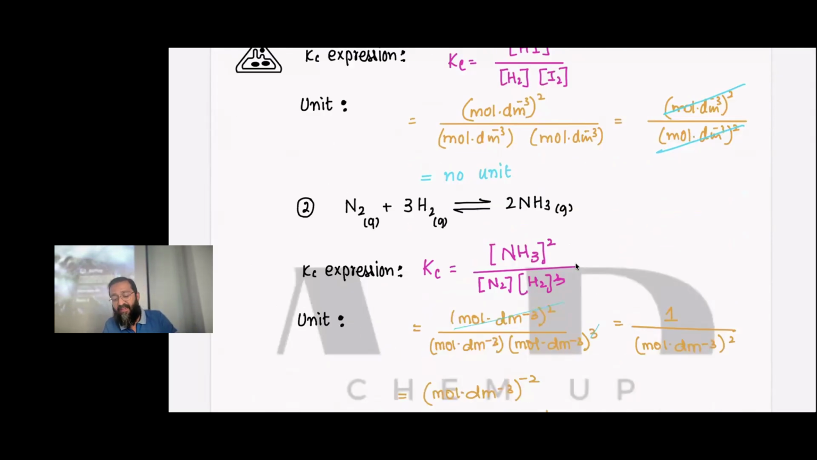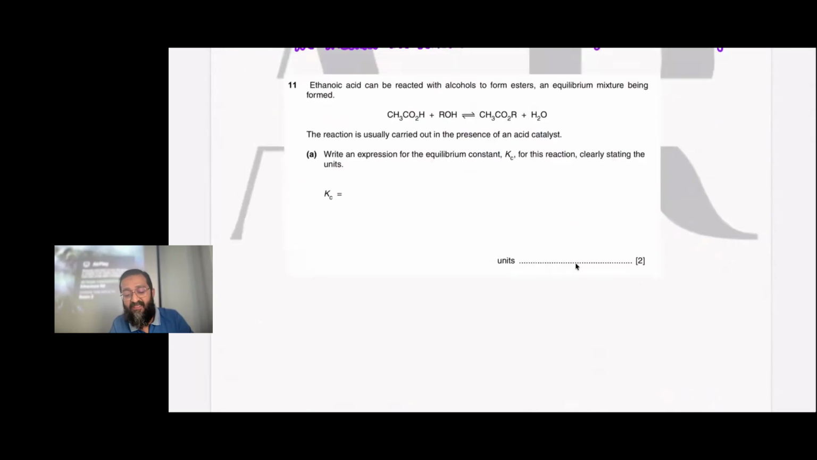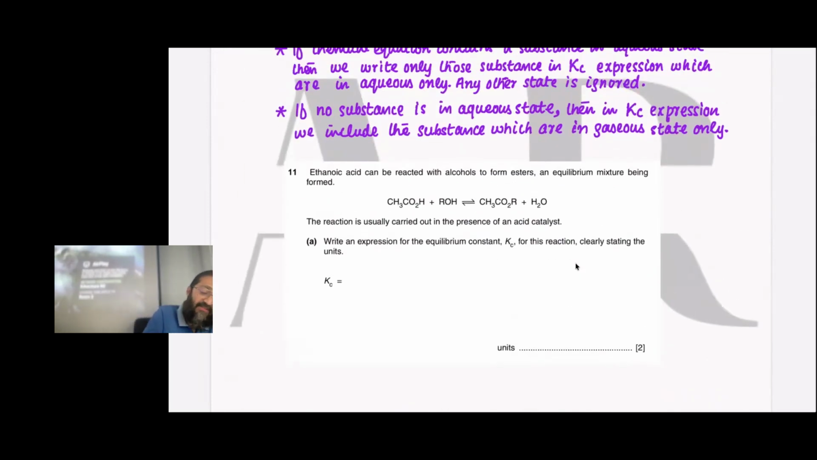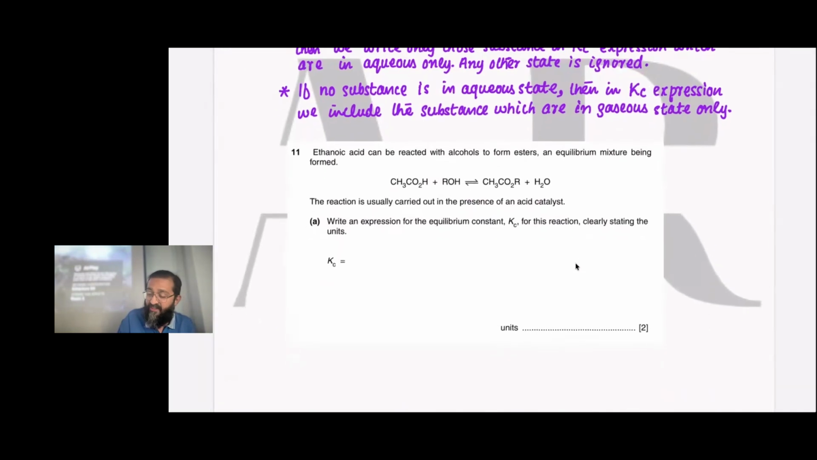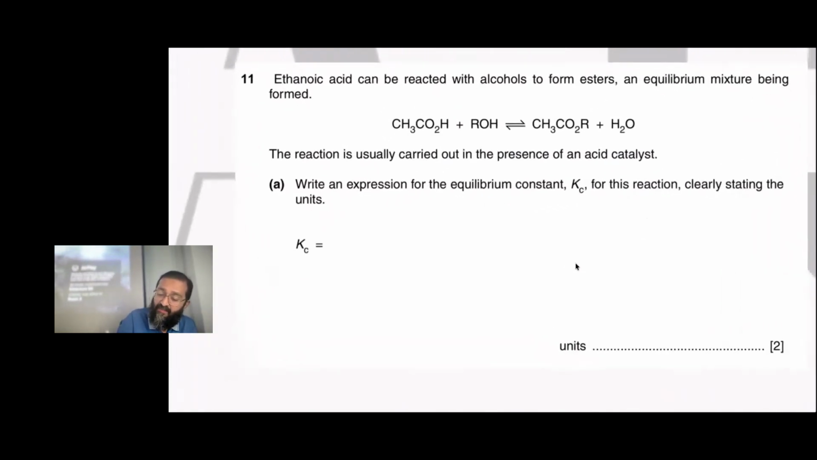But we got the aqueous. So if in the equation there is an aqueous substance, we keep only aqueous substances in the expression and nothing else. But if there is water, we can put the water. For example, if you look at this one.